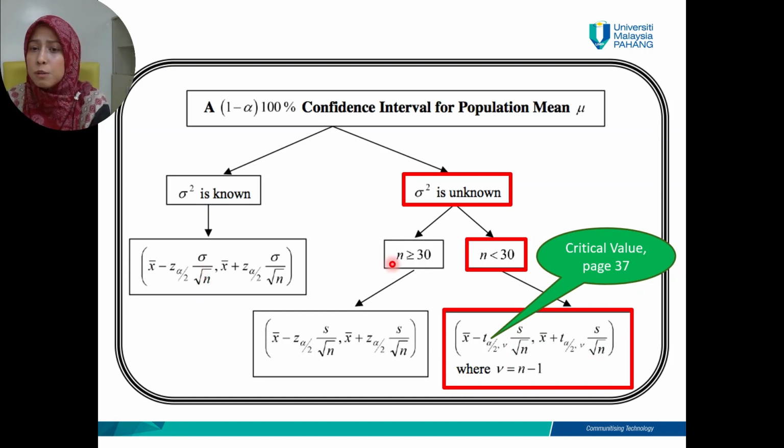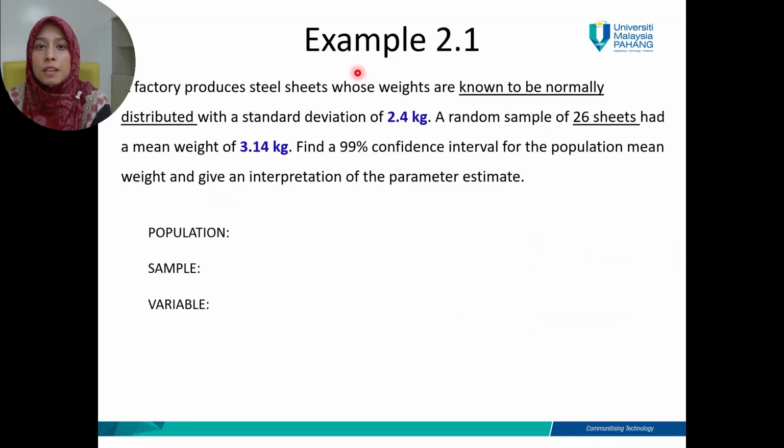Okay, so now let's go to the first example. Example 2.1. A factory produces steel sheets whose weights are known to be normally distributed. This is a standard statement that you will see in almost all of the questions, with a standard deviation of 2.4 kilogram. A random sample of 26 sheets had a mean weight of 3.14 kilogram. Find a 99% confidence interval for the population mean weight and give an interpretation of the parameter estimate.